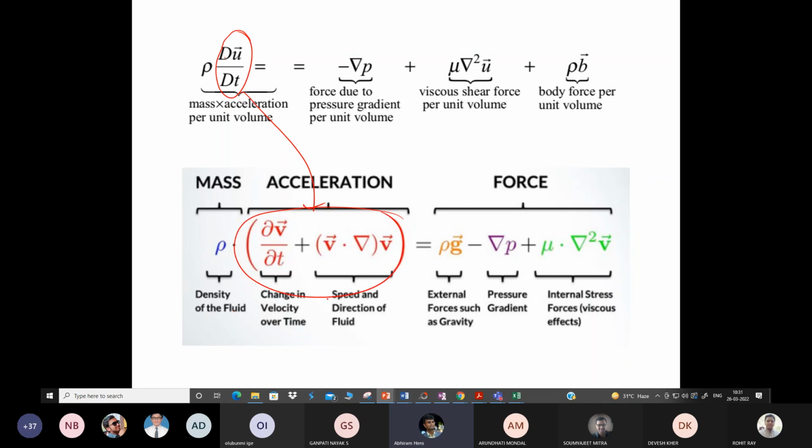So mass into acceleration will be equal to external force, which is due to gravity, because in normal situations body force is present on Earth's surface as gravity, and then pressure force is there, and then some shear forces, means internal stress forces, viscous effects, etc., that can be given by this. So this is all about your Navier-Stokes part. Now up to this point we are writing this Navier-Stokes equation in vectorial notation. This is vectorial notation. This is independent of any coordinate.